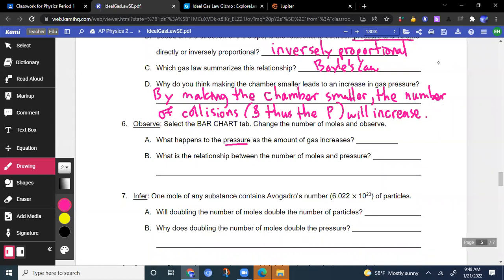Okay, so what happens to the pressure as the amount of gas increases? Pressure increases. What is the relationship between the number of moles and pressure? The amount of gas is what?